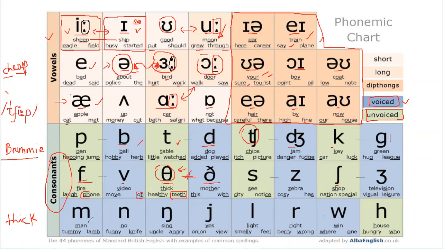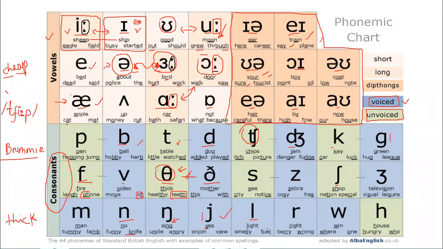Sound M like a man, tummy, lamb. Sound N like a no, funny, knife. Nunca más knife, por favor. Sound N like an sing. Todas las palabras con ING llevan este sonido. Like a sing, like an ankle, like an angry. Sound IA, mi favorito. Porque así la gente para decir yes empieza a decir yes. Es un sonido I. Yes, onion, yen, view, you.